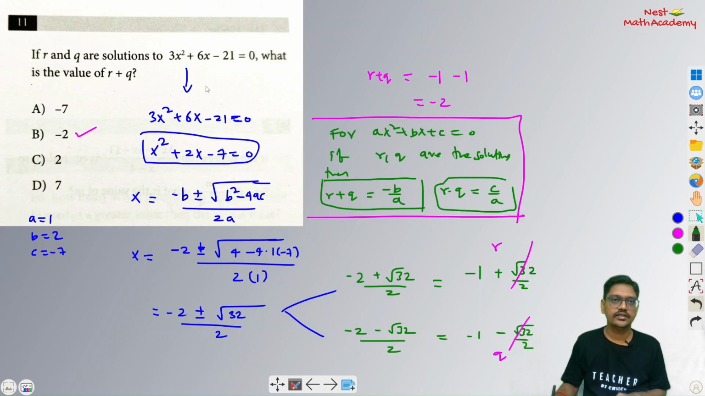What is that? See, in this equation, a is 3, b is 6, and c is negative 21. We don't have to simplify also. You can simplify and you get it, but we can do it without simplifying also. So clearly I want r plus q. They're asking for the sum of the roots or solutions, which is minus b by a. b is 6, a is 3. Simple. So negative 6 by 3 is negative 2.